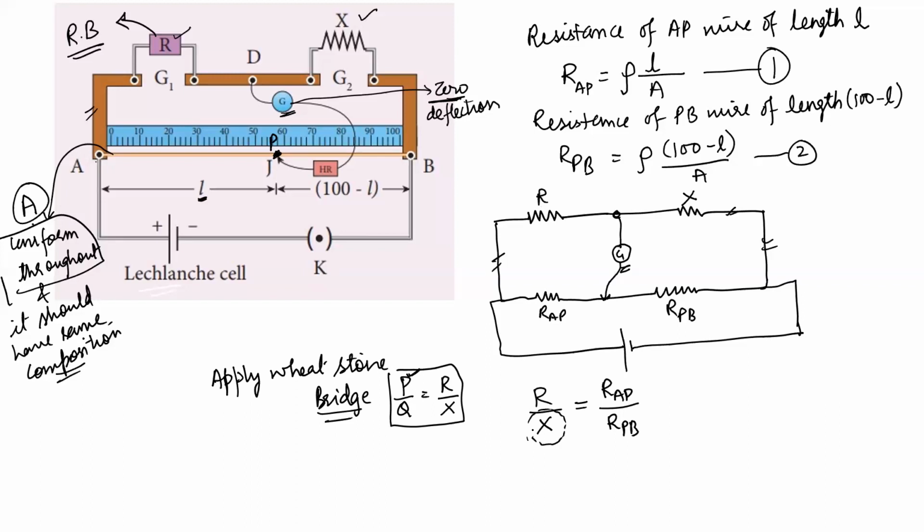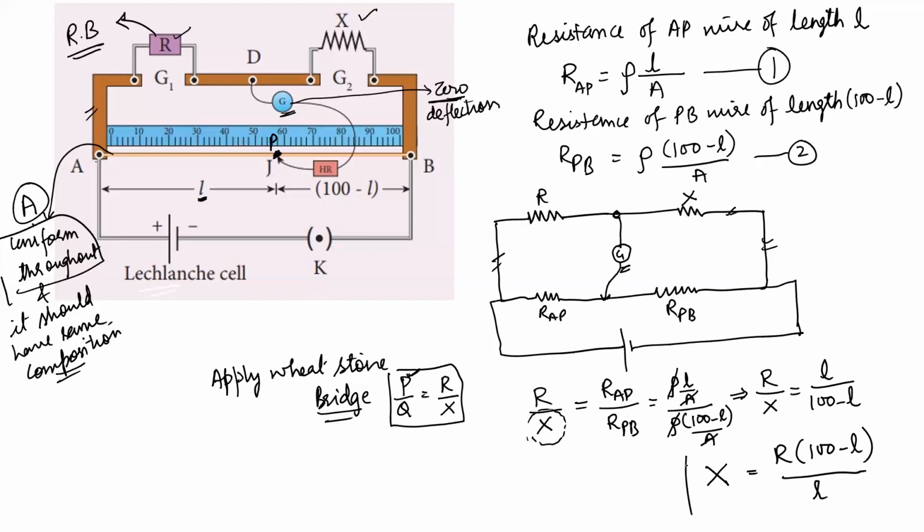So to determine X, we are placing the values of RAP and RPB. For RAP, we are going to write rho L by A. And in place of RPB, we are going to write rho (100 minus L) upon A. So rho and rho will get cancelled out, A and A will get cancelled out. So what we get is R upon X is equal to L upon (100 minus L). So X can be determined as R (100 minus L) upon L.